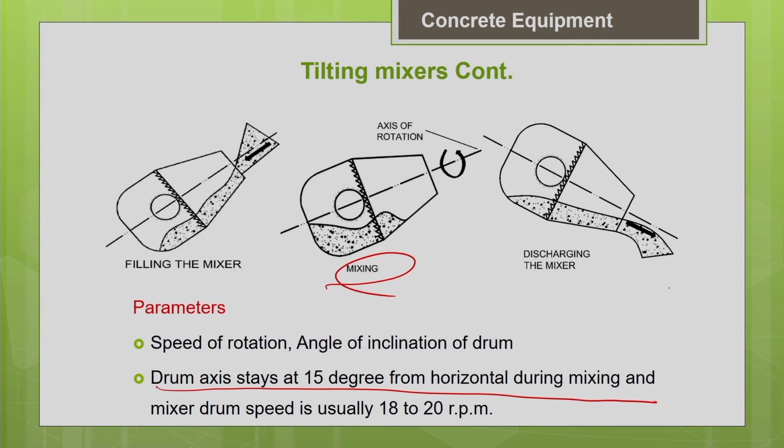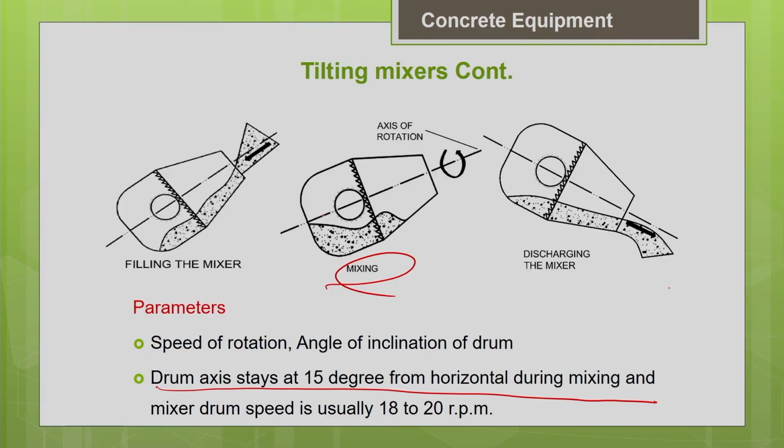This is because one basic thing, as you know already, is if I keep the drum vertical, obviously your blade won't be able to lift the material. So you cannot keep the drum vertical and do the mixing. Obviously, you cannot also keep the drum completely horizontal. If I keep it completely horizontal at 0 degrees, even that is not possible.